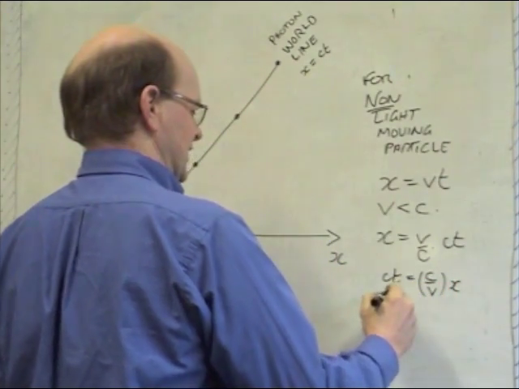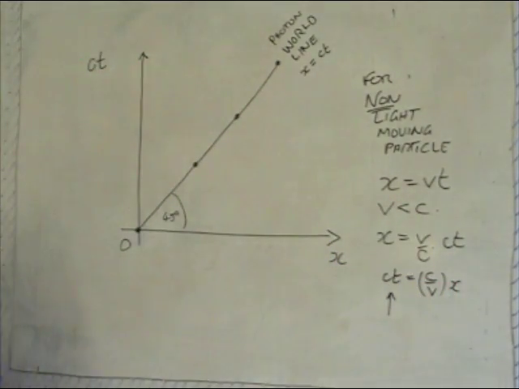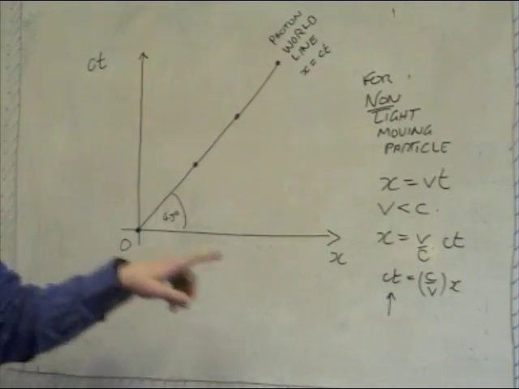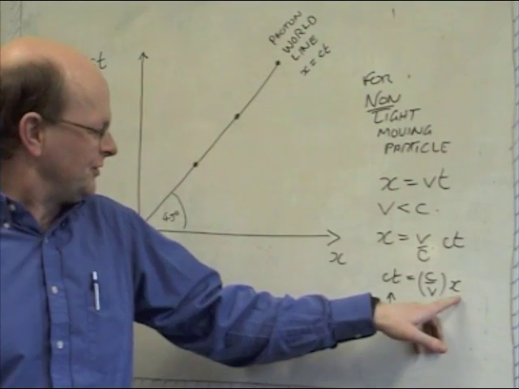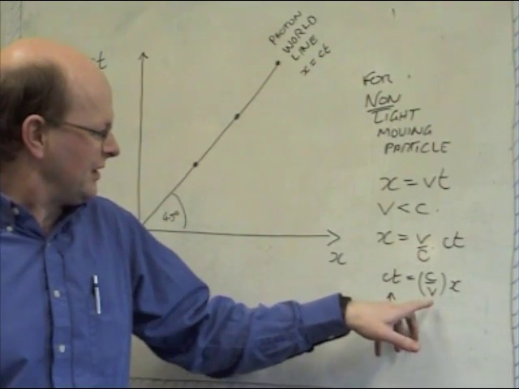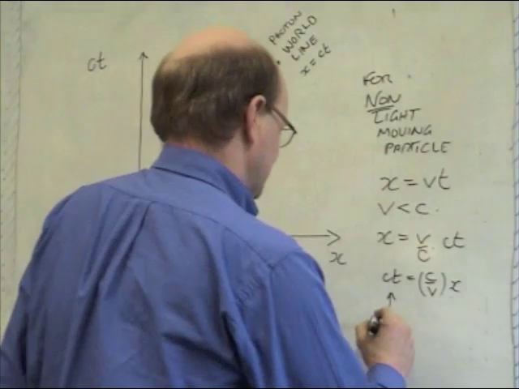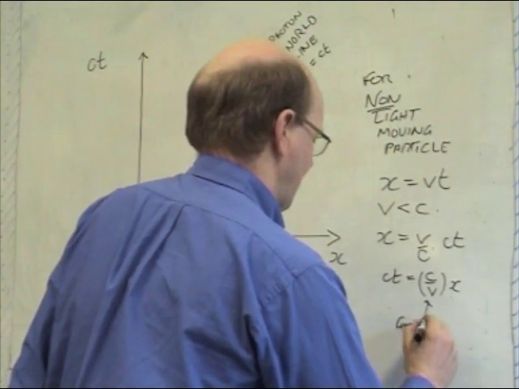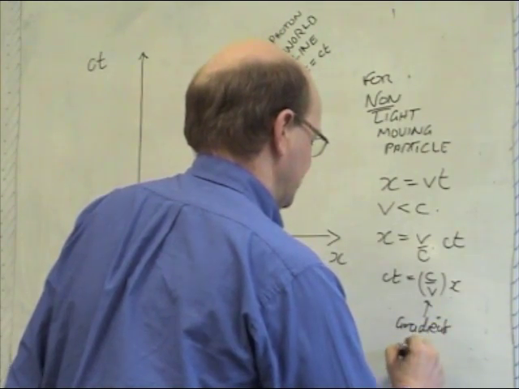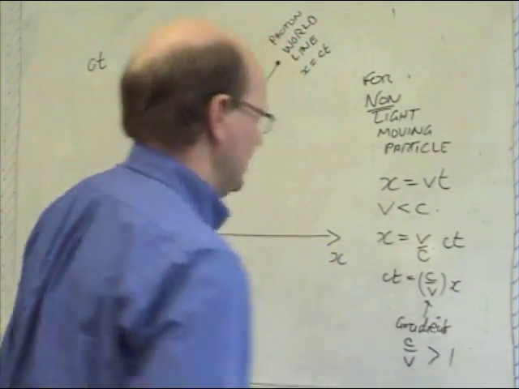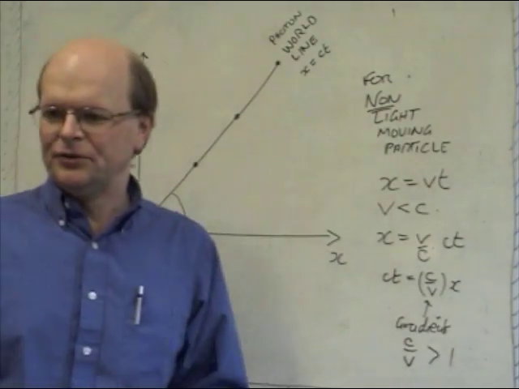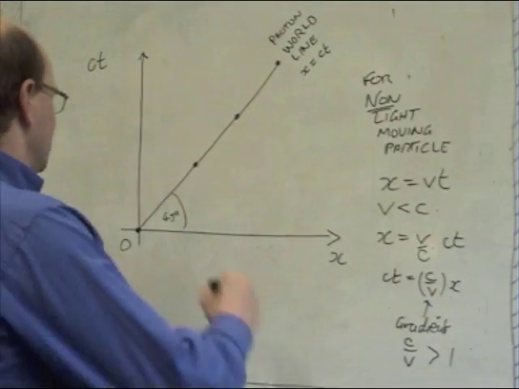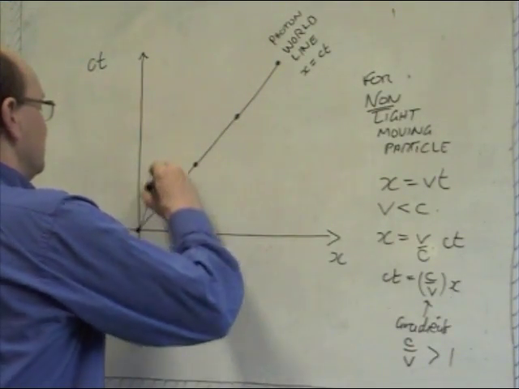So this is the vertical axis, in this case ct, because that's what we're plotting. And the horizontal axis is x. So this line is again a straight line, but it has a gradient equal to c upon v, which is greater than 1, which means that the slope of the world line of particles moving at less than the speed of light, that is all massive particles, is always greater than 45 degrees.